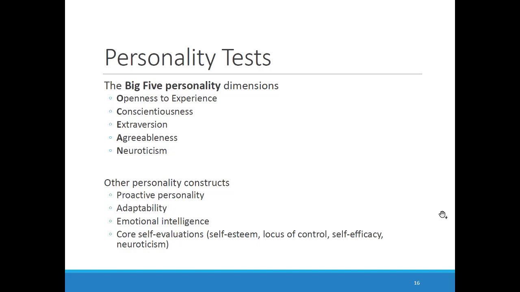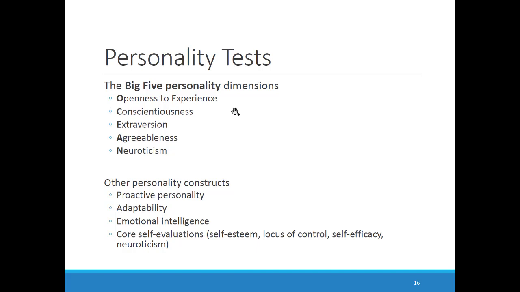The Big Five dimensions include openness to experience, conscientiousness, extroversion, agreeableness, and neuroticism. And if you look down the left-hand side of these five personality dimensions, you'll see that the acronym OCEAN comes up, right? So that's one way that you can remember the Big Five personality dimensions.